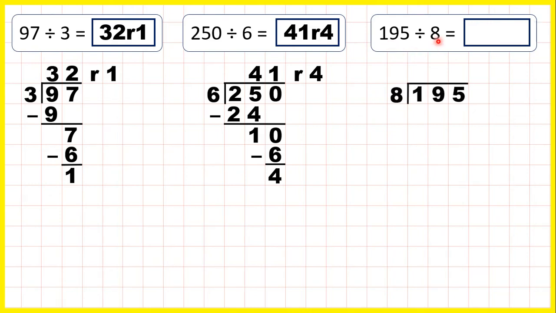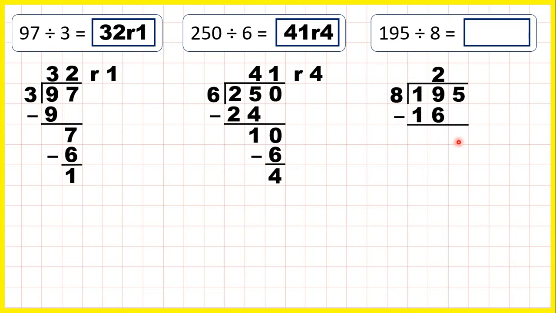195 divided by 8. Again, the first digit is less than the divisor, so we can take the first 2 digits together and divide 19 by 8. The closest number to 19 that's in the 8 times table but is still less than 19 is 16. And that's 2 times 8 is 16, so we write 2 in our answer line.